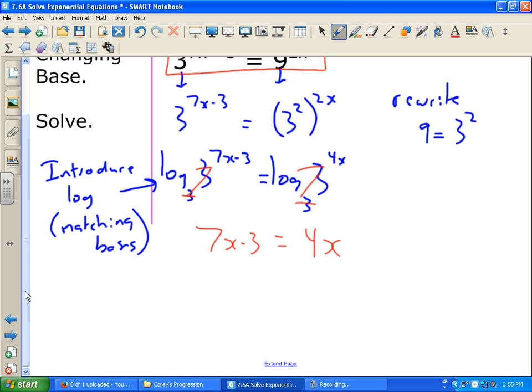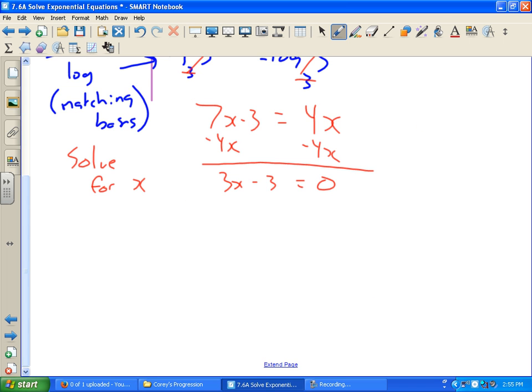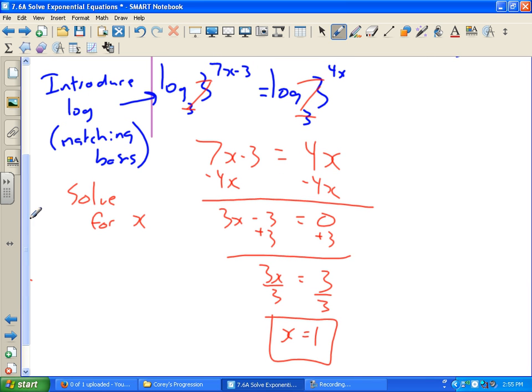So at this point, solve for x. Subtract 4x from both sides. That says 3x minus 3 equals 0. Add 3 to both sides. And 3x equals 3. Divide both sides by 3, and x equals 1. You're done.